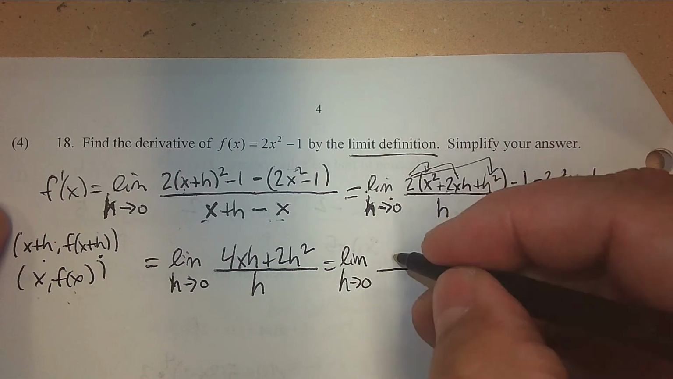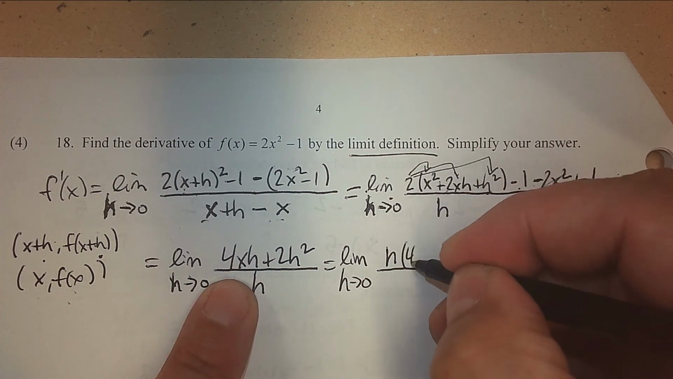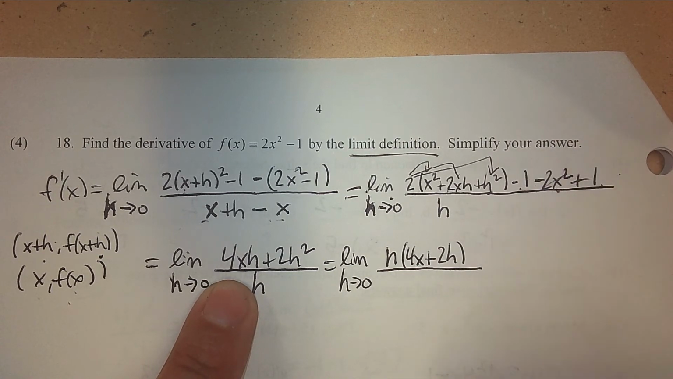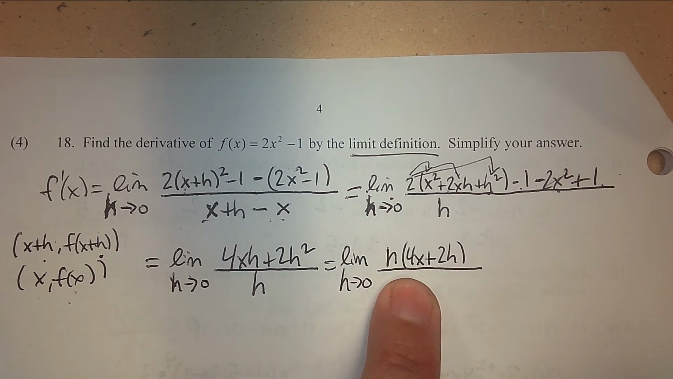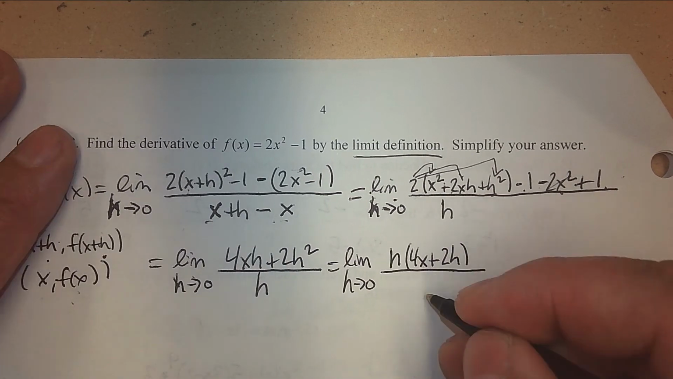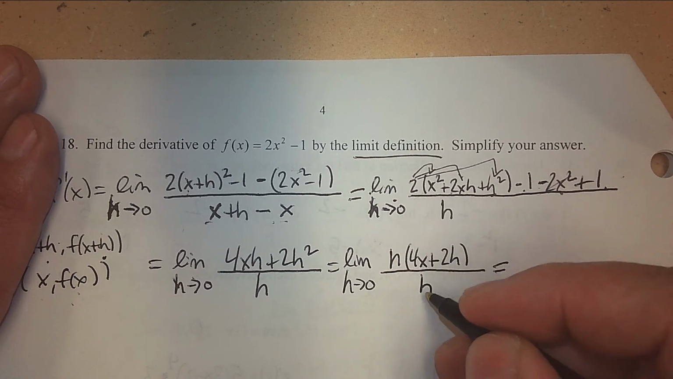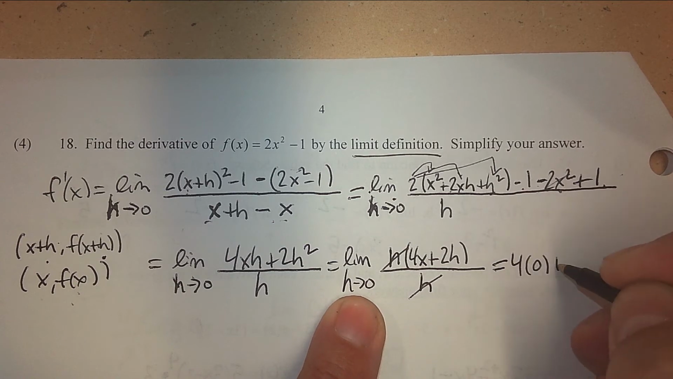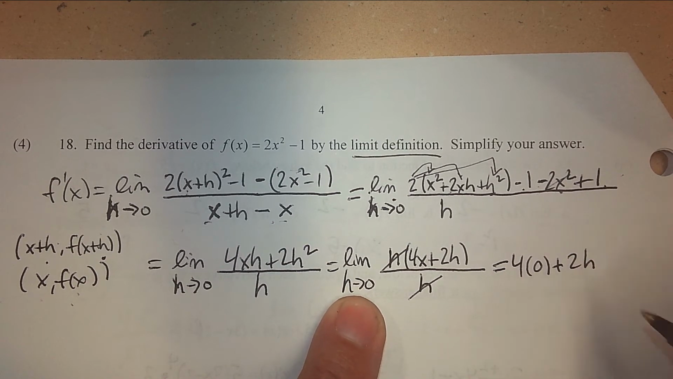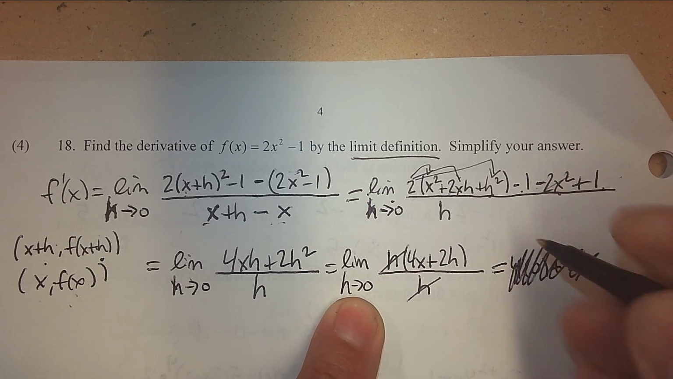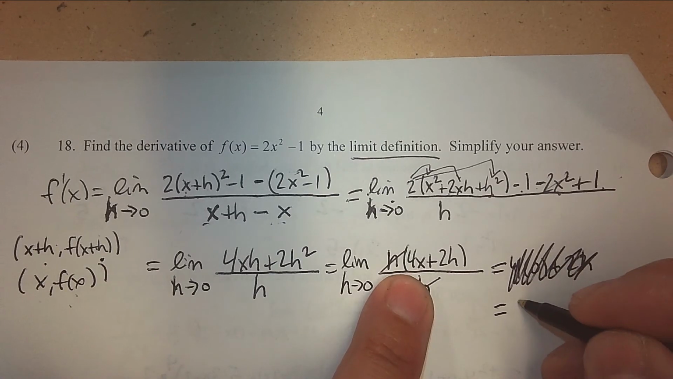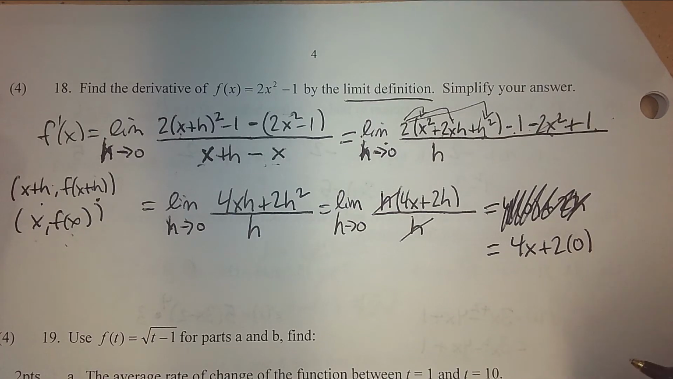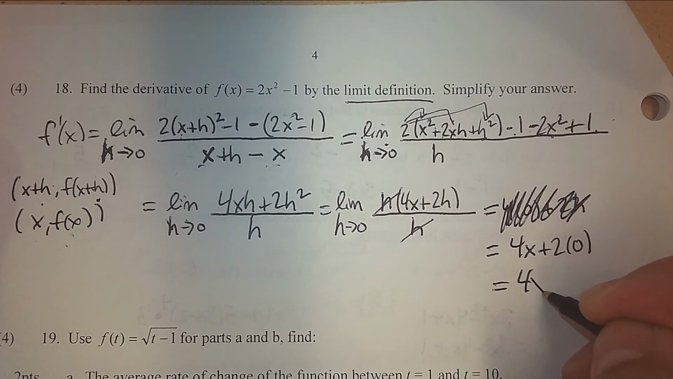I factor out an h. I notice the numerator, they both have an h in common. So if I take out an h, I'm left with 4x. If I take out an h, I'm left with 2h. Now, what's going to happen is the h's divide out. Now, I can do a substitution. Let's do it right. You're substituting not for x, but for h. So, where there's an h, you can now plug in 0. And it simplifies just to 4x.